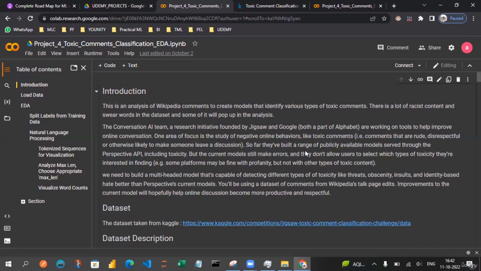What happened publicly is that this kind of model serves the entire Perspective API, including toxicity also, but the current model still has some mistakes or errors.